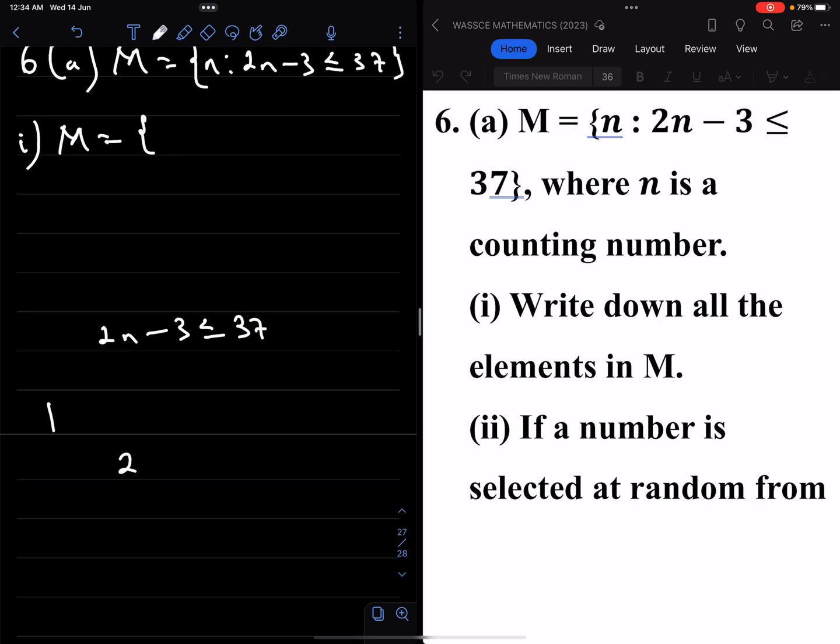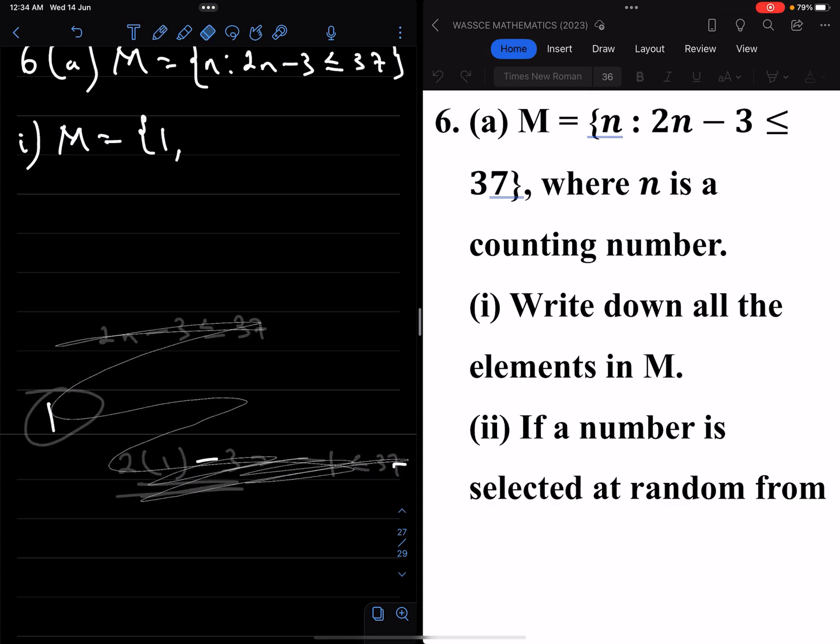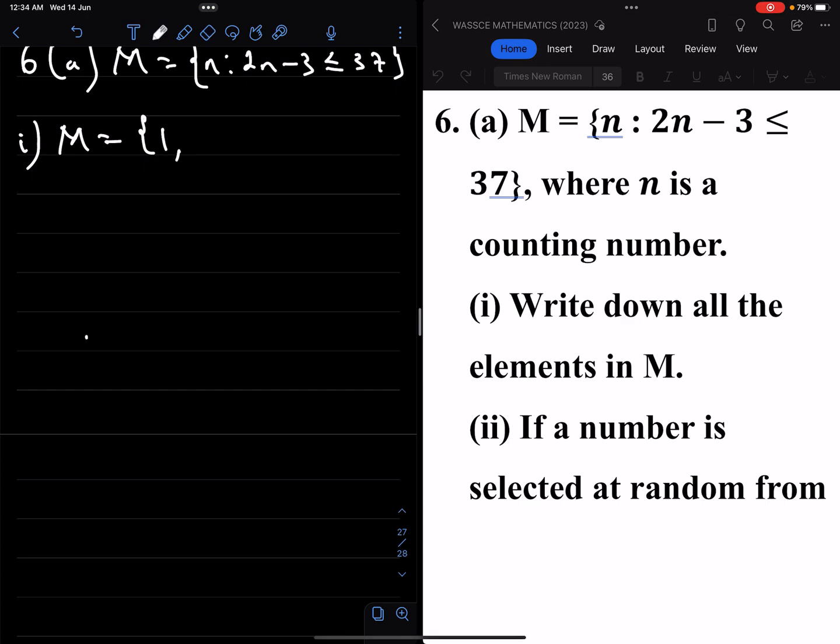If n is 1, that means 2 times 1 minus 3, and that's 2 minus 3, which is minus 1. Minus 1 is less than or equal to 37. Since the result satisfies the condition, 1 is one of the elements of the set M. So we test 2. If n equals 2, that means 2 times 2 minus 3, that's 4 minus 3, 1, which is less than or equal to 37. That means 2 is also an element of the set M.